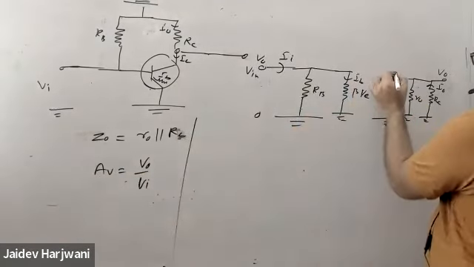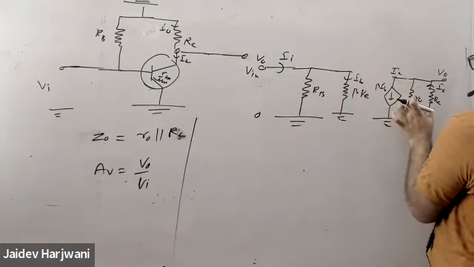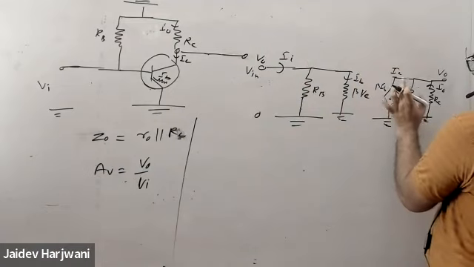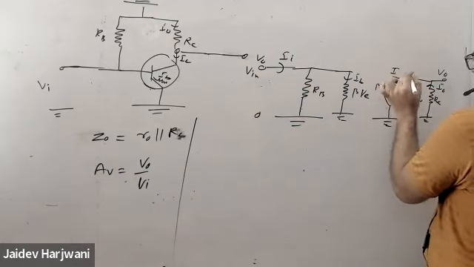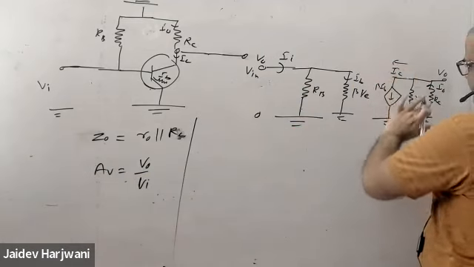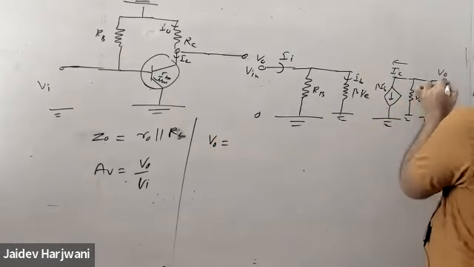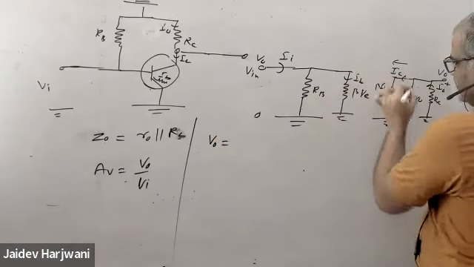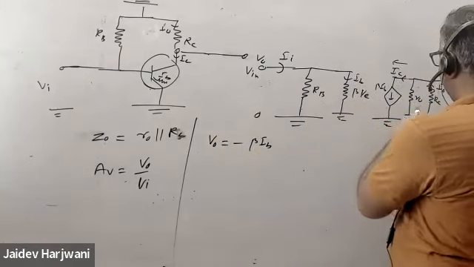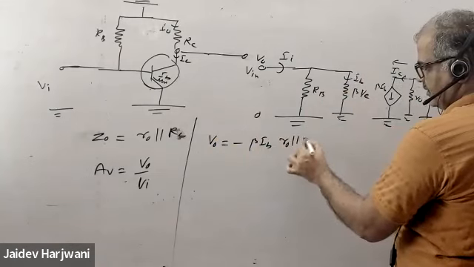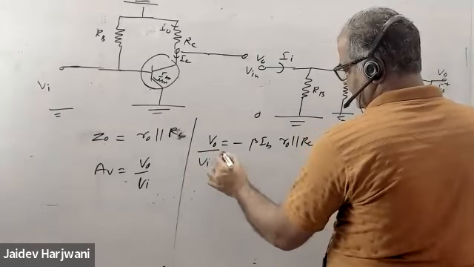So for V output, this IC current or beta IB current is flowing. Okay, if you make the equivalent resistance of this one, then beta IB current is coming from this equivalent resistance. So simply if you want to write V naught, I'm measuring V naught like this, and current is going opposite, so that will be minus beta IB into the equivalent resistance of this one, R naught parallel RC. Okay, and divide by V input.